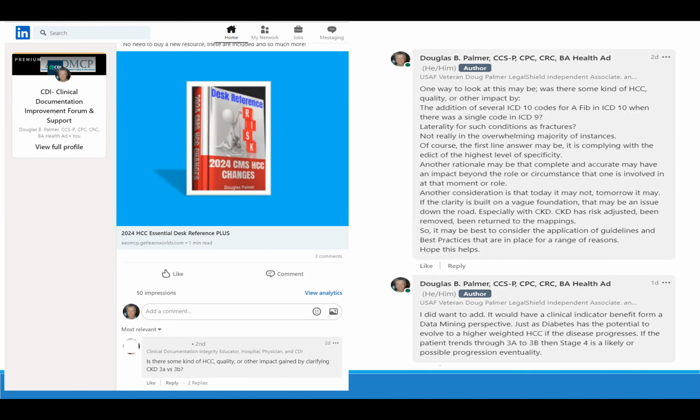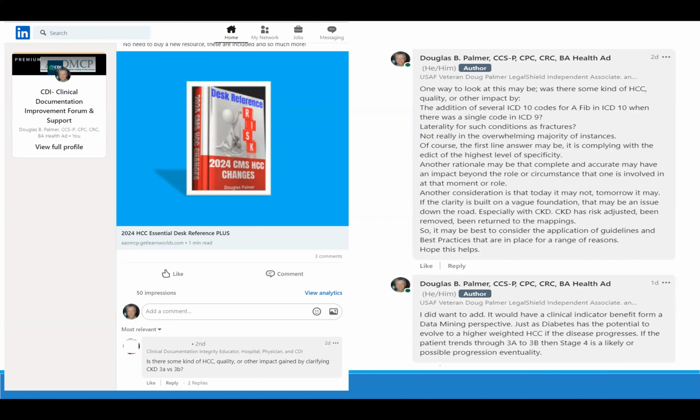Then I started to think about it and added to it, from a CDI perspective or a data mining perspective. 3A is a bit milder than 3B. Why is it not CKD 1? Because the CKD has progressed. Why is it not CKD 2? Because the CKD has progressed.